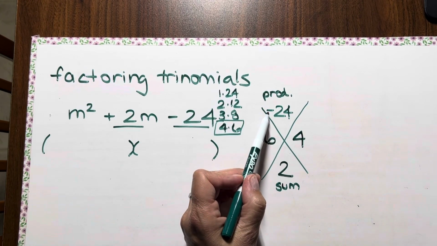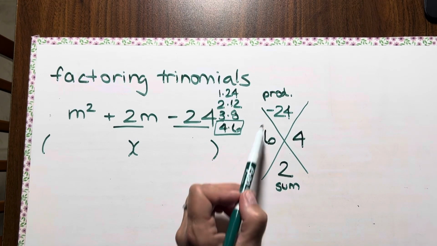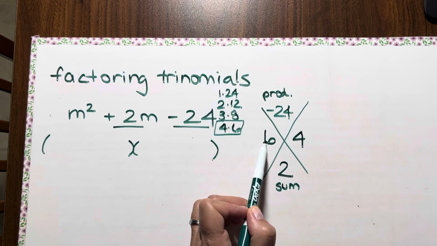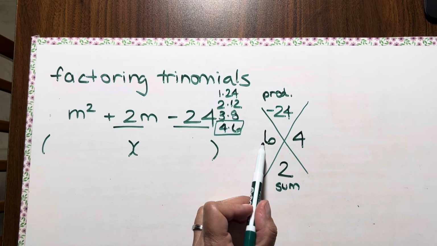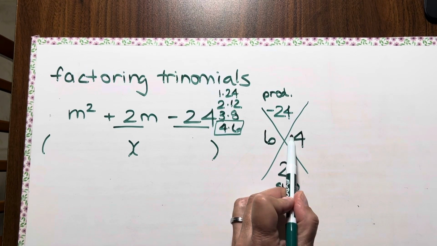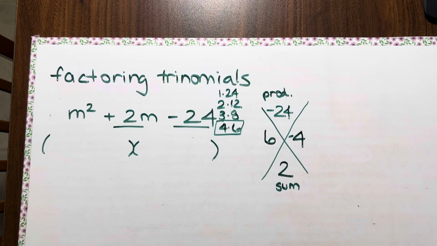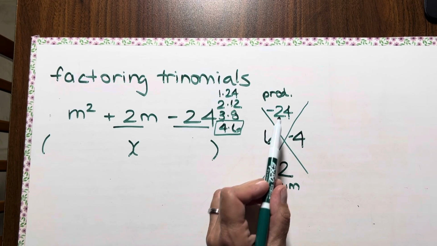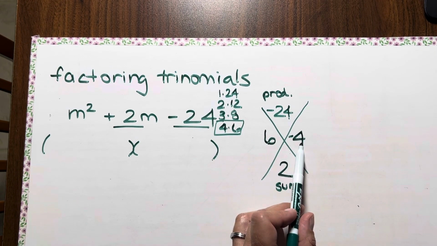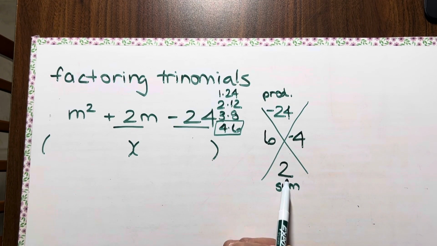Now, I need them to multiply to negative 24, so one of these is going to have to be negative. And also, I need them to add to positive 2. So one of them is going to have to be negative for that as well. Now, since I need my sum to be positive, I'm going to leave my larger factor the positive number. That means that my 4 can be the negative. So I'm going to get 6 times negative 4 is negative 24. I want that. And I also want 6 minus 4 to be positive 2. So I'm going to get that.